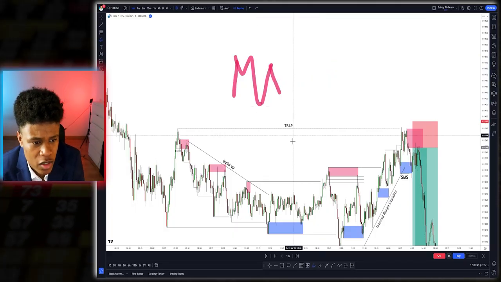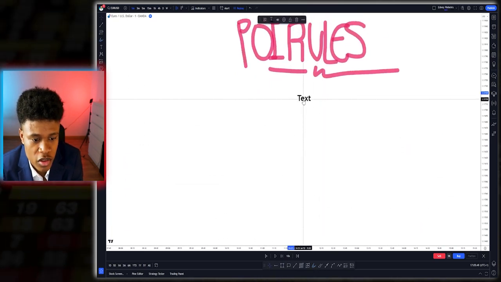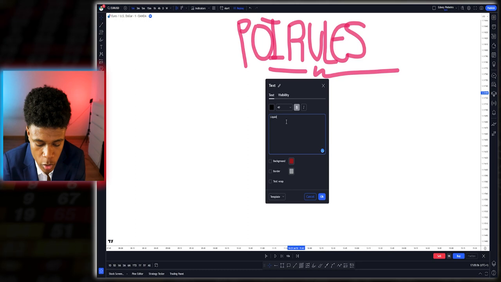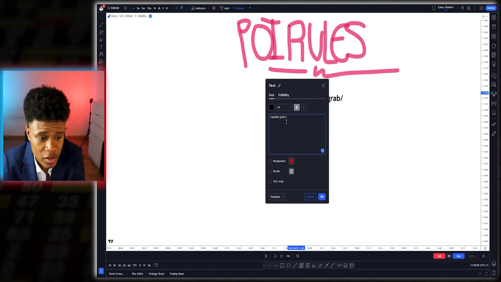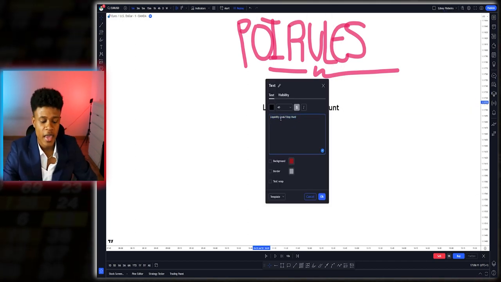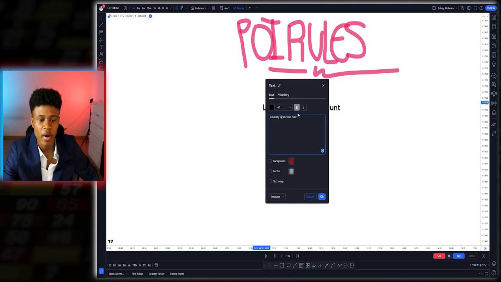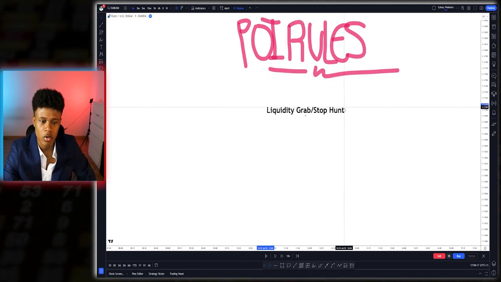So let me tell you guys the rules you need to follow in order to select the best point of interest. First, you need to see a liquidity grab, okay? Liquidity grab is very, very important. Liquidity grab, stop hunt, whatever you want to call it. But how do we know if we had a liquidity grab or a stop hunt? This is another thing that you will probably ask yourself right now, okay?